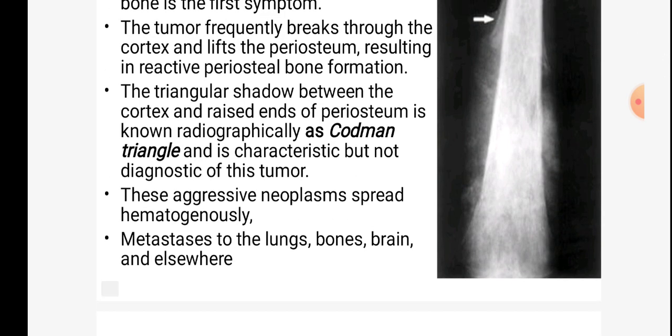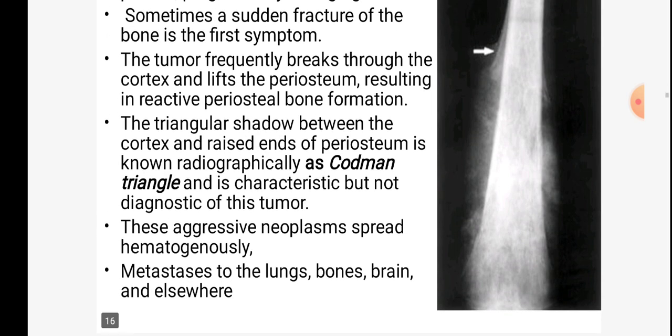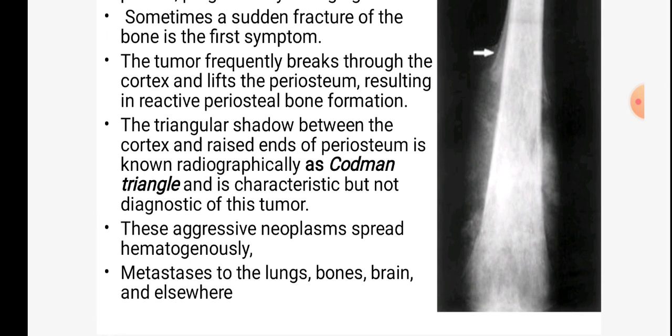So these aggressive neoplasms spread hematogenously. Okay, the point to be remembered. Metastasis to the lungs, bones, brain, and elsewhere. So a complete Christmas tree will be formed on PET scan, wherein the follow-up is not good enough here. So in cases of osteosarcomas, it spreads to every part of the body.